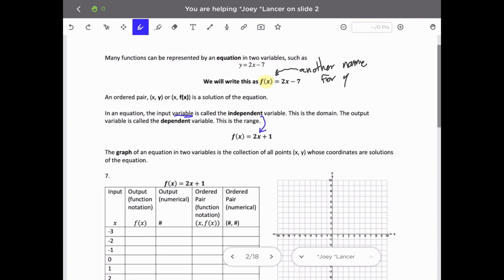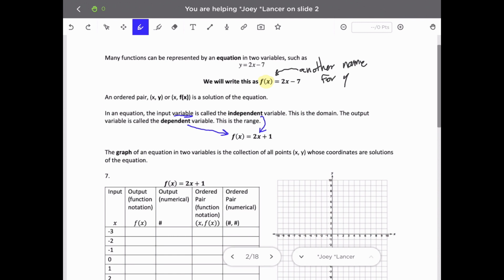You might have seen this in science classes. Independent variables are the things we change, and the output or dependent variable is what results or what happens after we put it in. The independent variable, this x, is the domain. The domain of the entire function is all the values of x that we're putting in. The output variable is called the dependent variable. So the dependent variable would be f of x, which is that other name for y. So y or f of x will change as you change x.